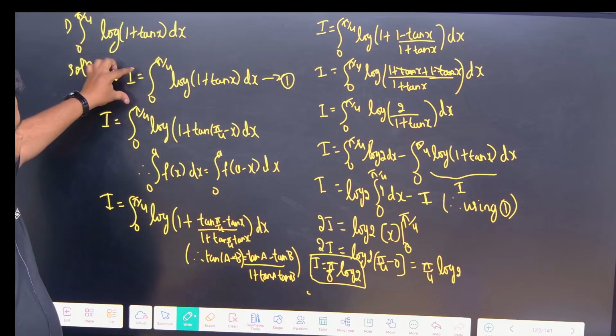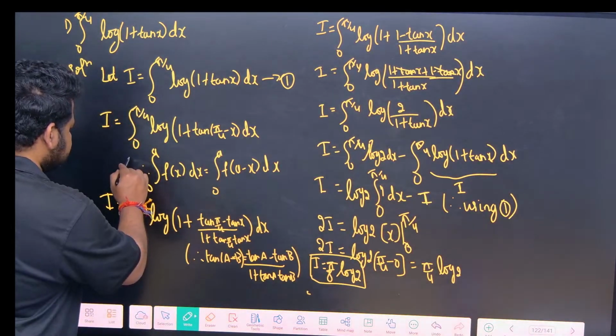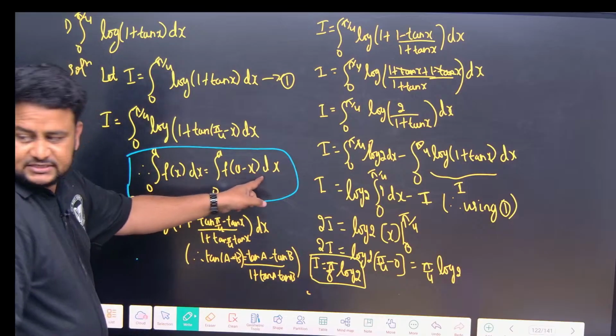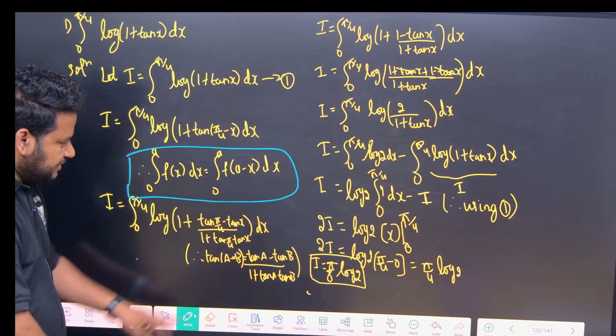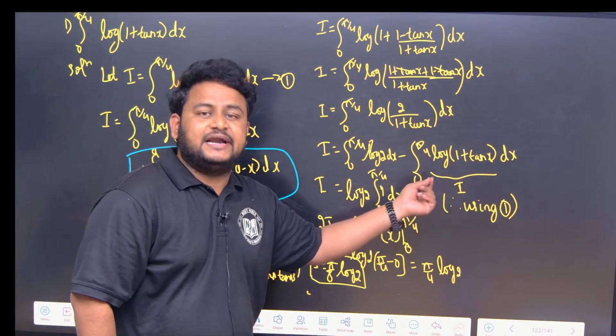Let I be equal to this one, then go on like this. This is a very important result, and we will be using it: the integral from 0 to a of f(x) dx is equal to the integral from 0 to a of f(a minus x) dx. We are using this result, very important. And here this value is nothing but I, that's why we took I.